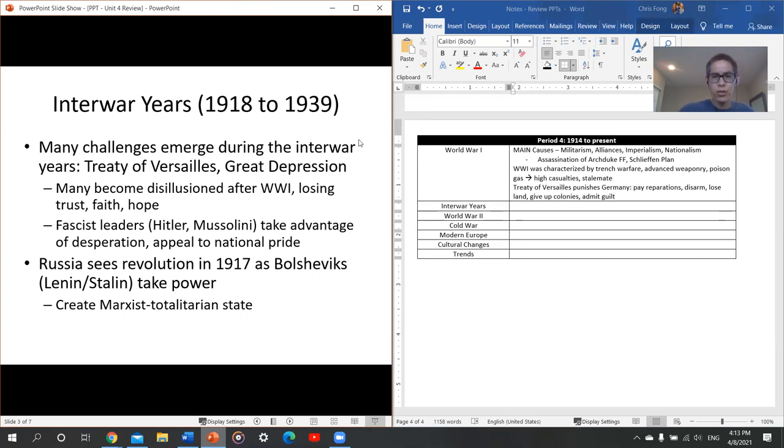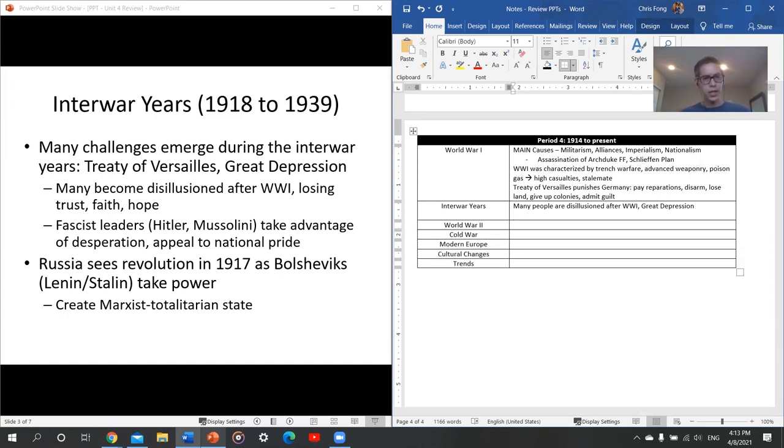And so when we get to the interwar years, 1918 to 1939, there's so many things going on. But some of the biggest things we see is that many people are disillusioned after World War I and after the Great Depression. And people begin to retreat and focus just on themselves and try to not get involved in international affairs. But it also leads to a rise of totalitarianism, dictators.